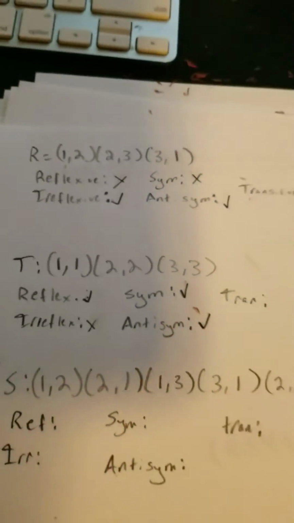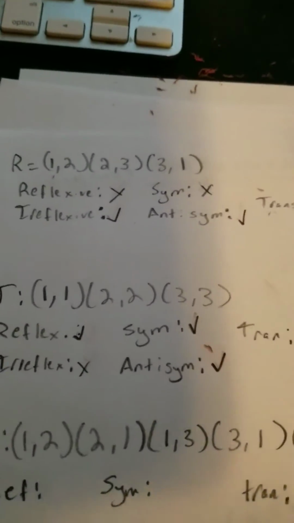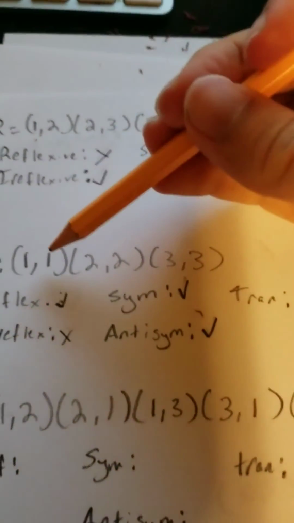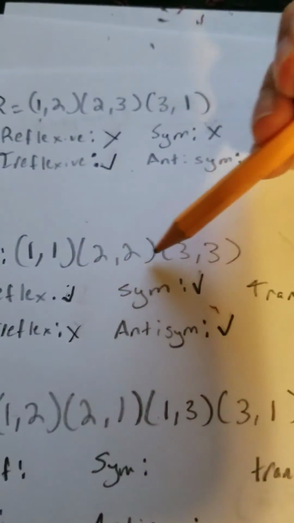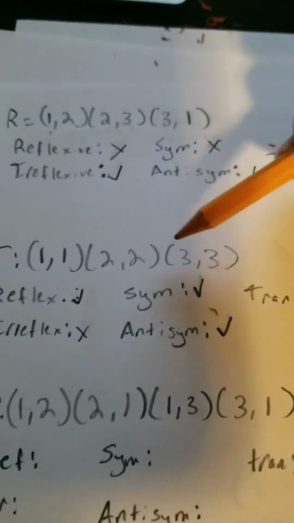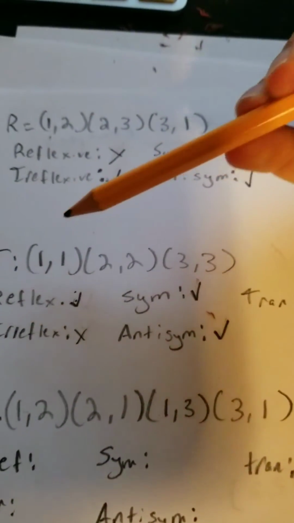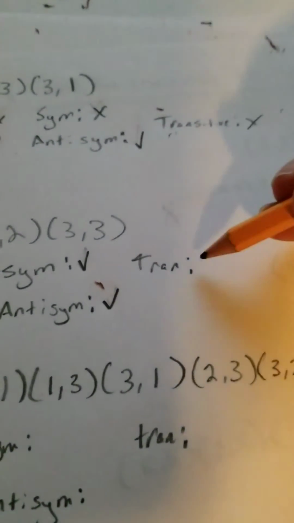Finally, transitivity states, if we have x comma y and y comma z, do we have x comma z? So here we have 1 comma y, and then we don't have, because all these are the same, any instance where we have x comma y, then y comma z. So therefore this is not transitive.